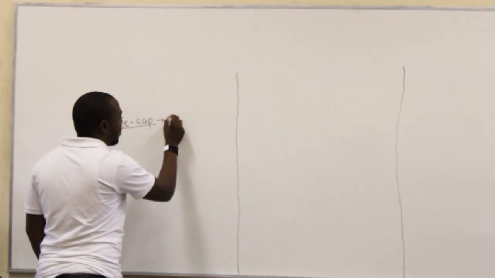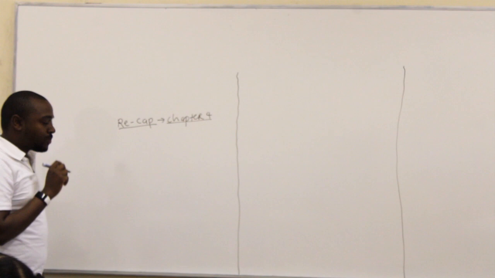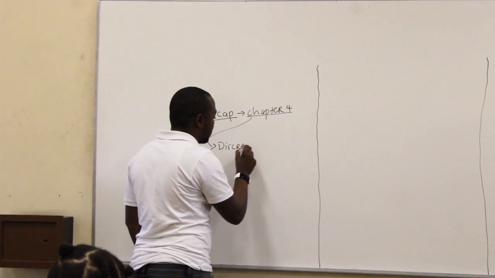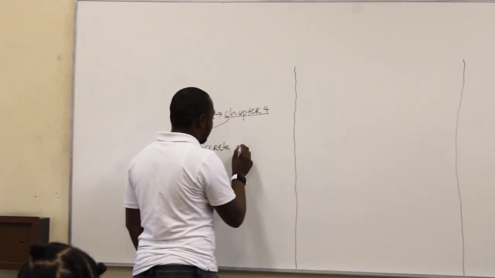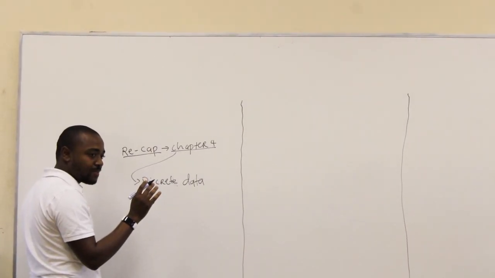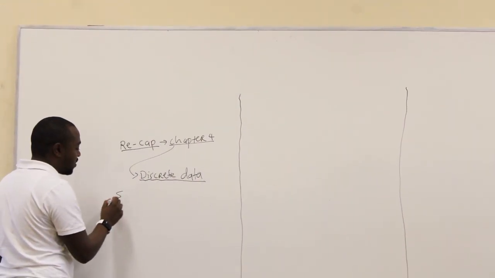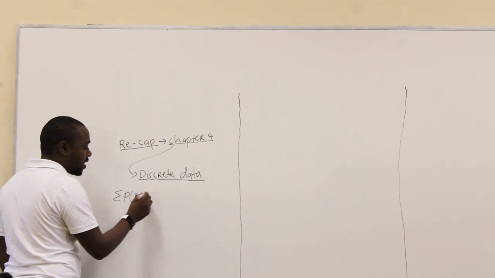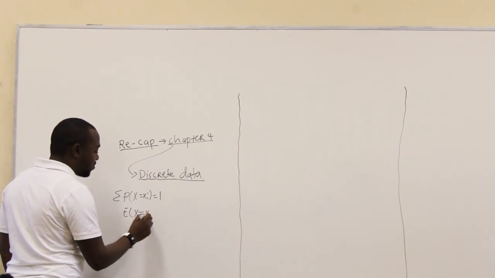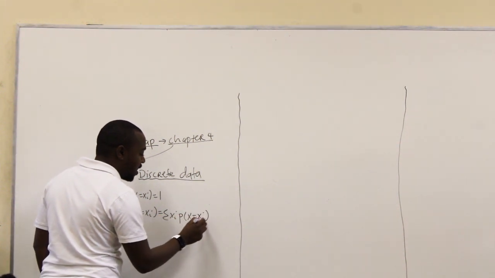Recap on chapter 4, right? Chapter 4 is based on discrete stats, right? Discrete data, right? Discrete variables, right? Now, what you know under discrete variables is the fact that the sum of the probability of X equals xi must be equal to 1, right? You also understand that the expectation of X is equal to the summation of xi times the probability of X equals xi, right?